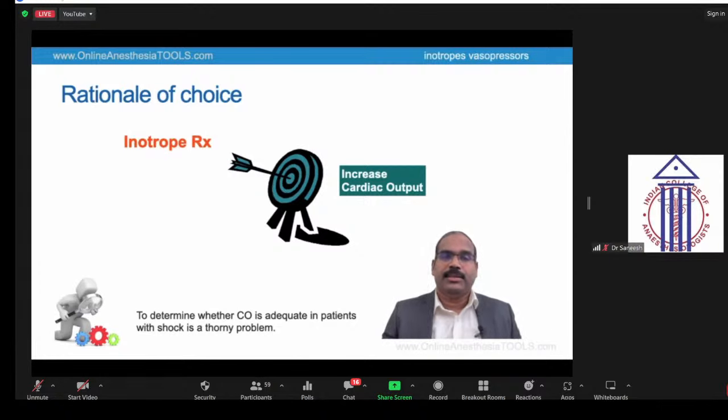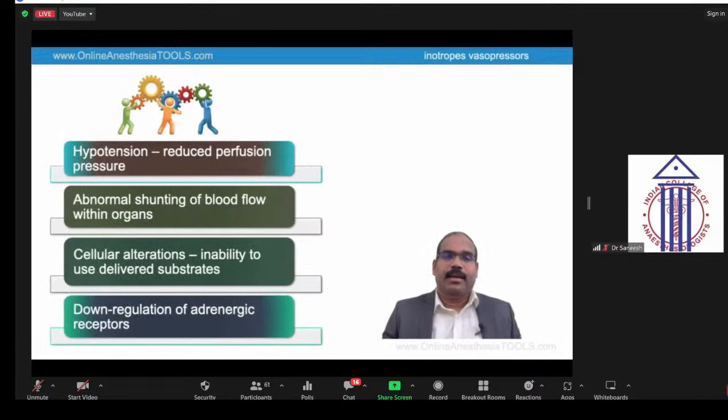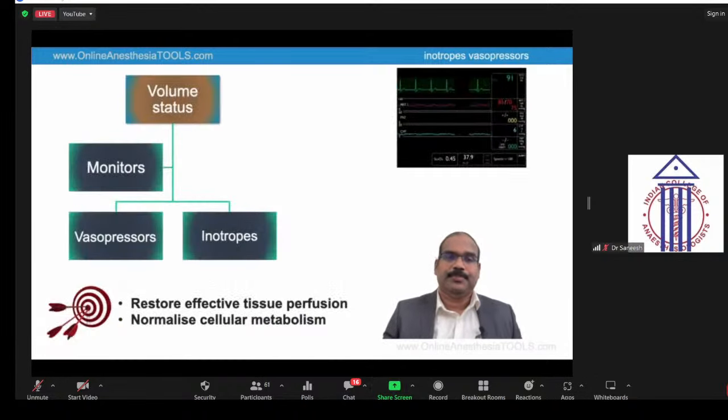Okay, hypotension results in reduced perfusion pressure. It can lead to major organ damage, and there could be abnormal shunting of blood flow within organs. You need to keep in mind the cellular alterations which may lead to inability to use or deliver substrates, and downregulation of adrenergic receptors is also a possibility in the pathological conditions we are about to discuss.